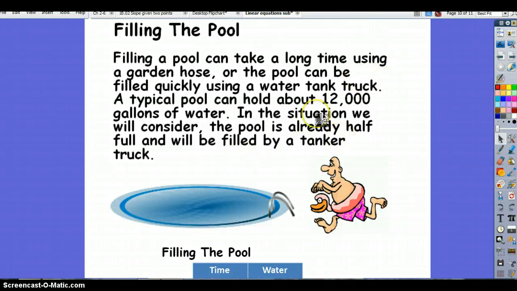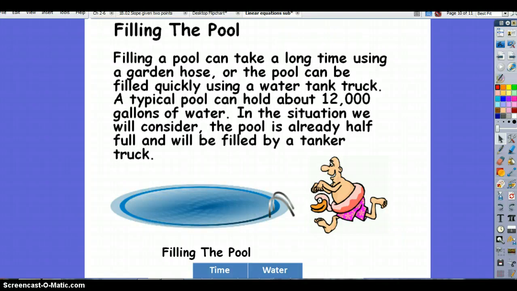Okay, so take a moment, please, and read what you see. All right, so we have a typical pool that holds 12,000 gallons of water.